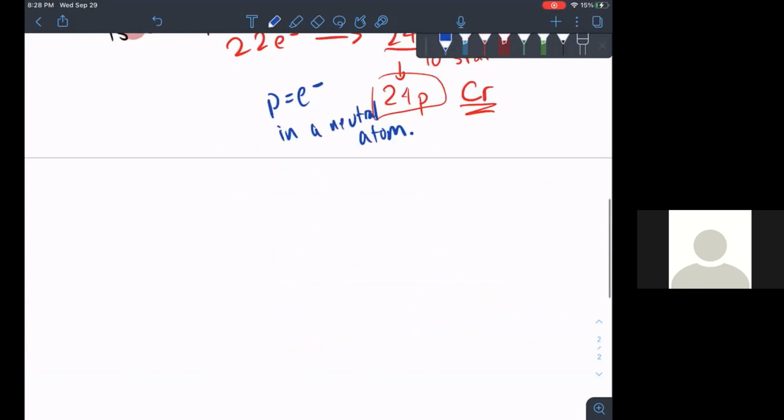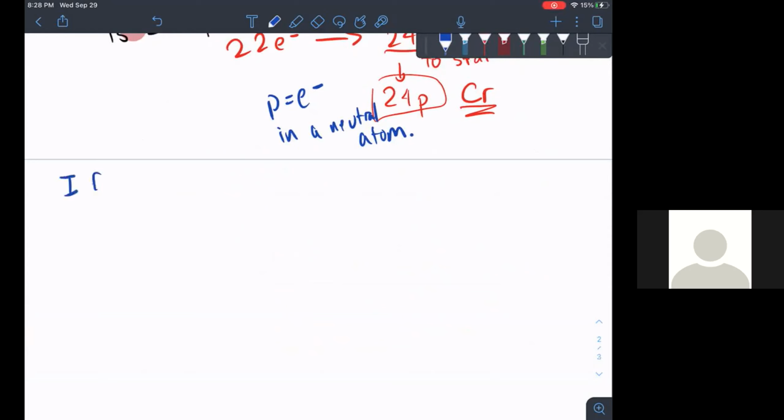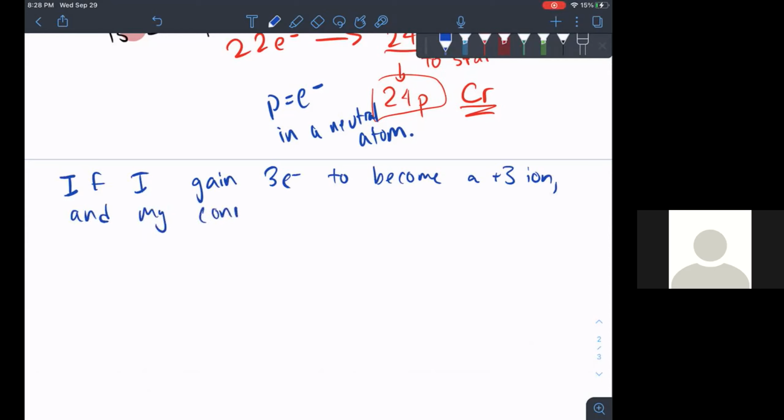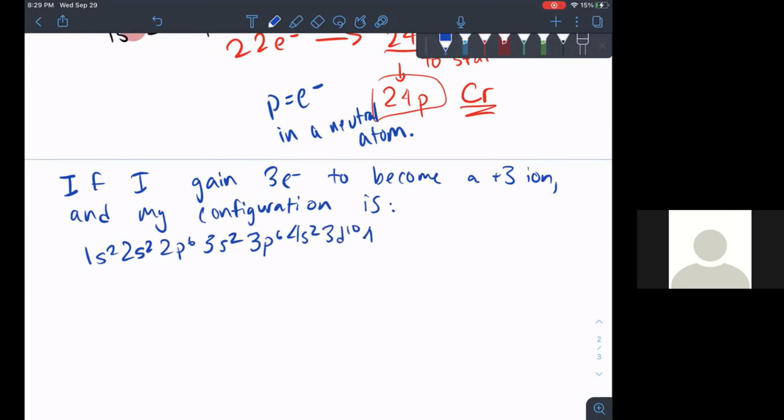So let's do one more example. I'm going to say, if I gain 3 electrons to become a +3 ion, and my configuration is, I'll just keep writing until I feel like I want to stop: 1s2, 2s2, 2p6, 3s2, 3p6, 4s2, 3d10, 4p6, 5s2, 4d7. Let's say 47.